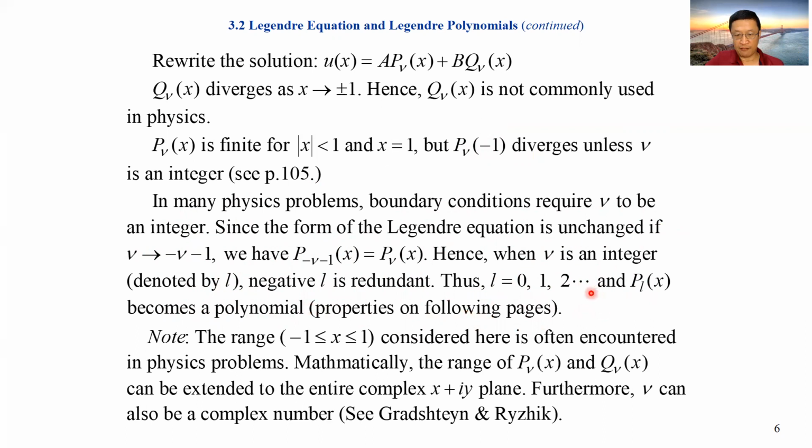Properties will be shown in the following pages. The range of x between 1 and minus 1 considered here is often encountered in physics problems. Mathematically, the range of P mu and Q mu can be extended to the entire complex x plus iy plane.